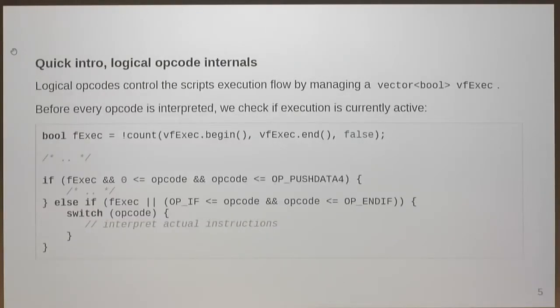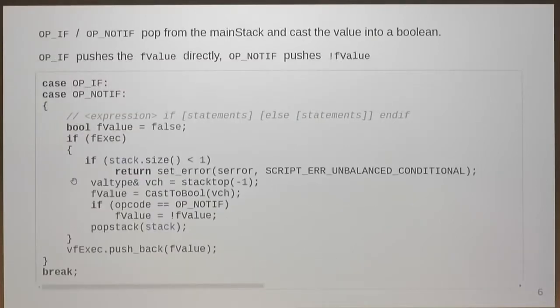So, a quick intro on how all this happens. The logical opcodes control a Bitcoin script's execution flow by managing a stack of booleans. Before every opcode is processed, we check if execution is active. We can see it there: it counts false values in that stack. Before anything is done, we check if fexec is true, otherwise nothing happens. If it's false, those opcodes are skipped and the conditional block isn't run.